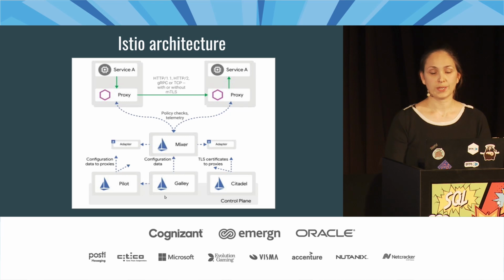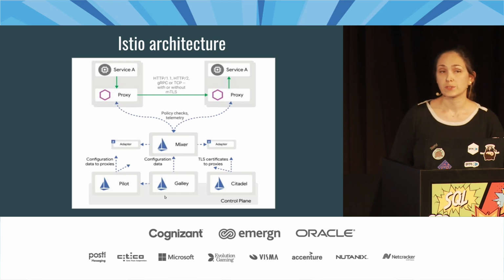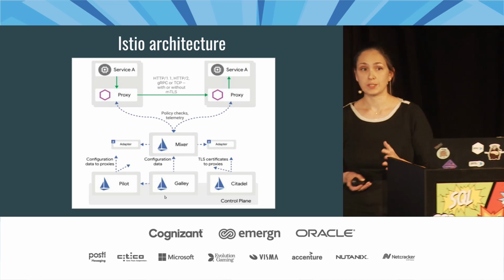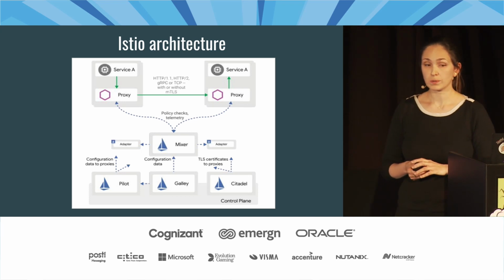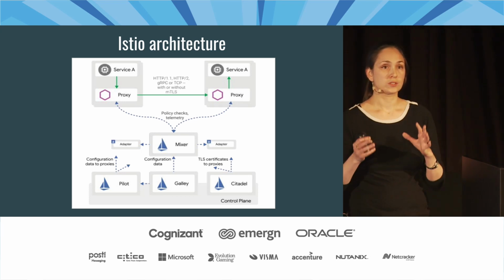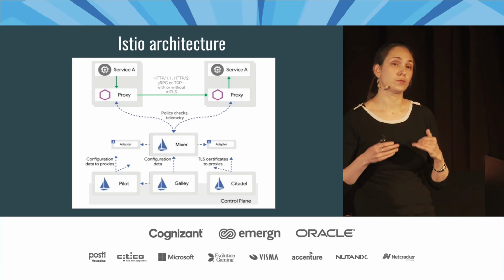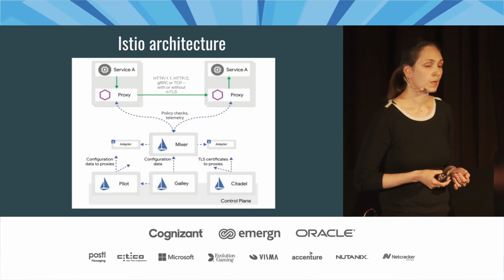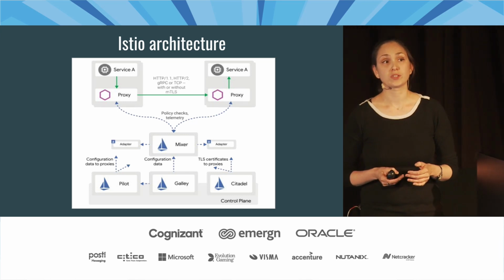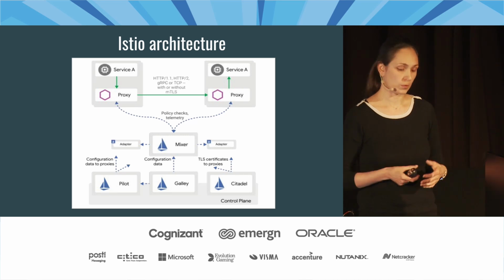In addition, there's also Galley and Citadel. Galley is a very interesting component. It actually didn't exist when Istio was created. It was added later on. And it's responsible for certain configuration validations when configuration is sent to Istio. And Citadel is managing the certificates in case we are securing the communication.